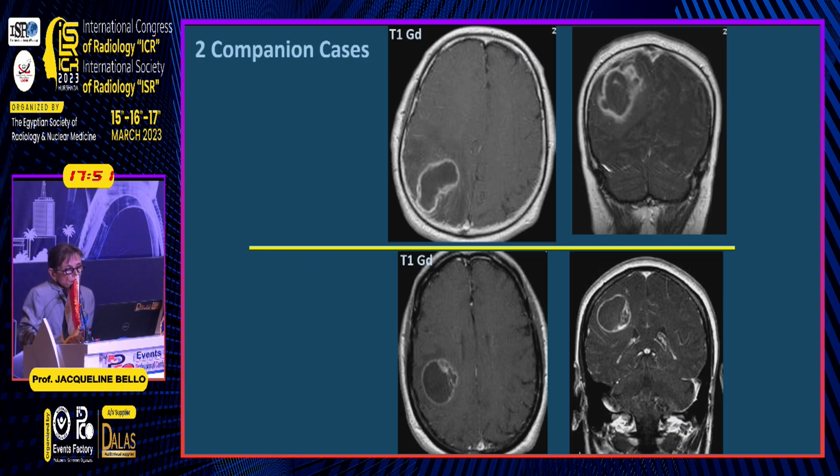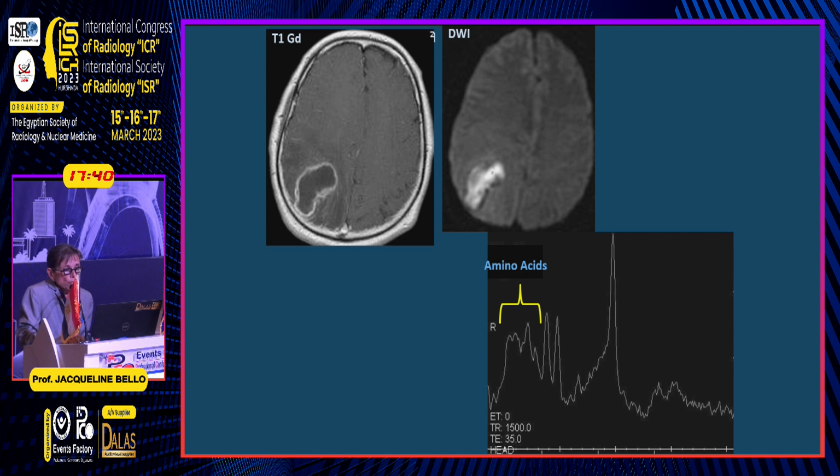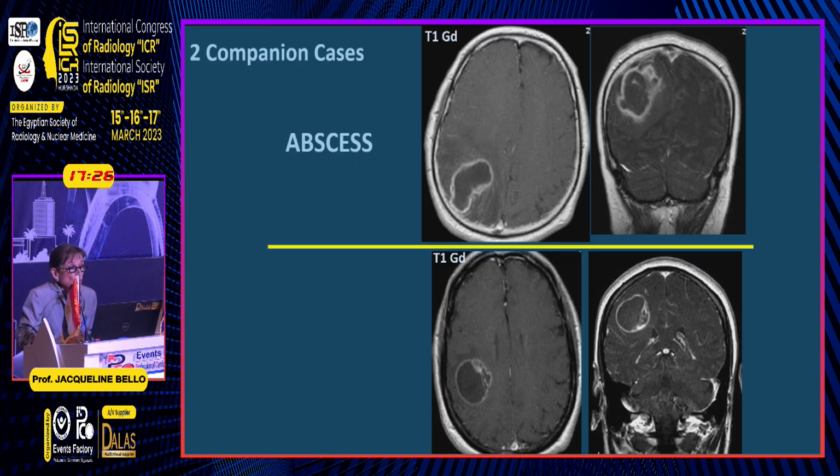Two additional companion cases. Again, you see gadolinium enhancement and then a coronal T2 for each patient. Looking at the top patient, again, there is restricted diffusion, and on the spectroscopy, we again see amino acids that come early in the spectrum. So the top case is again an abscess. The bottom case, which looks strikingly similar, including the daughter cystic lesion, actually represents a glioblastoma.